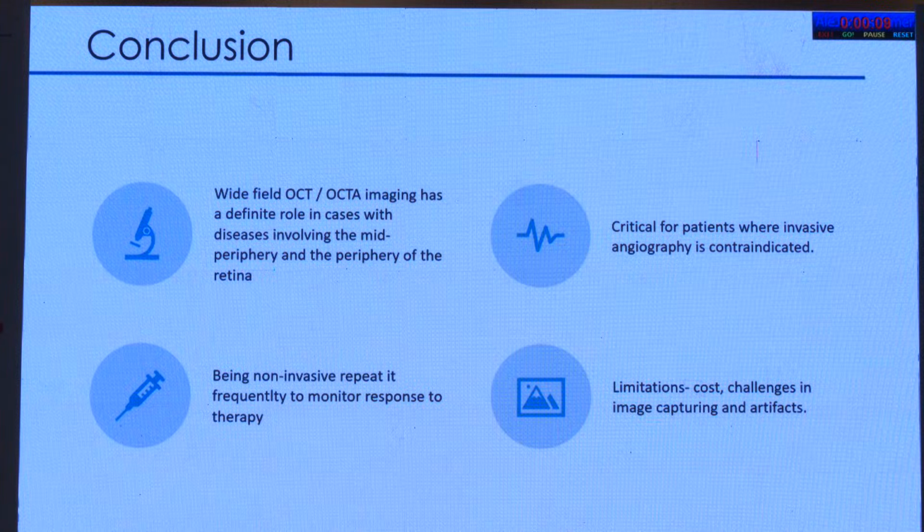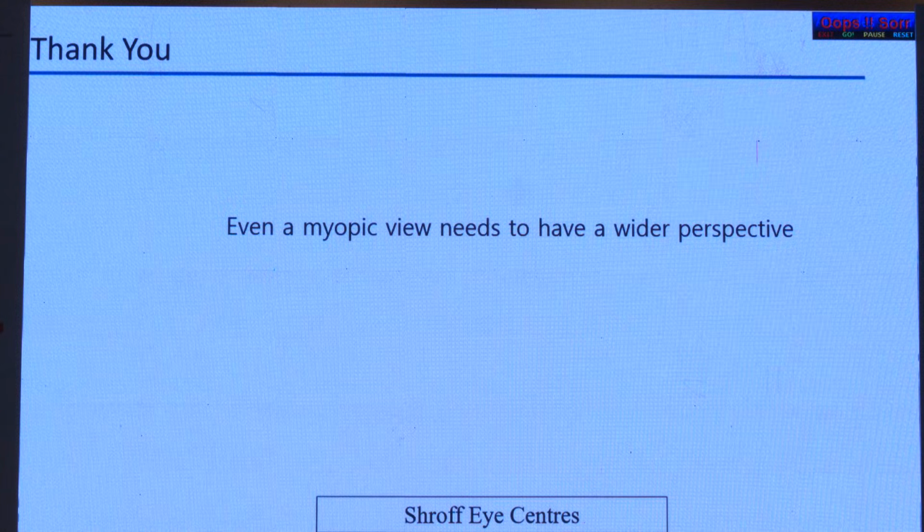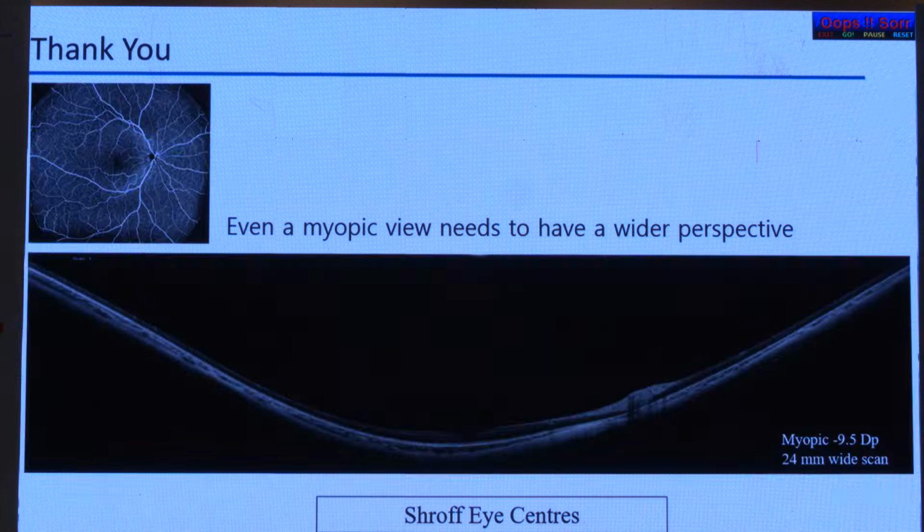So to conclude, I think wide field imaging has really changed the way we have defined a few diseases, not all. But yes, it is a modality which is non-invasive, so it can be repeated. But understanding the images, sectioning, and artifacts is extremely important. So I'd like to close with my line that even a myopic view needs to have a wider perspective, and hopefully very soon we'll have scans like these. Thank you.